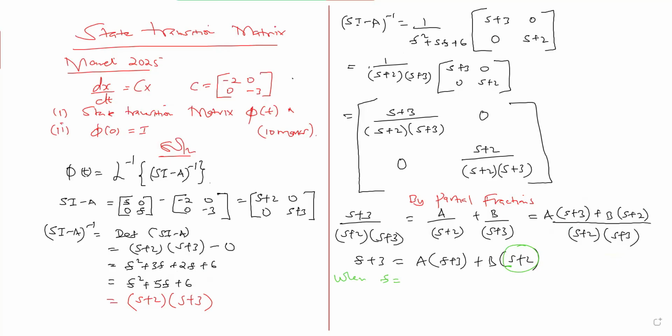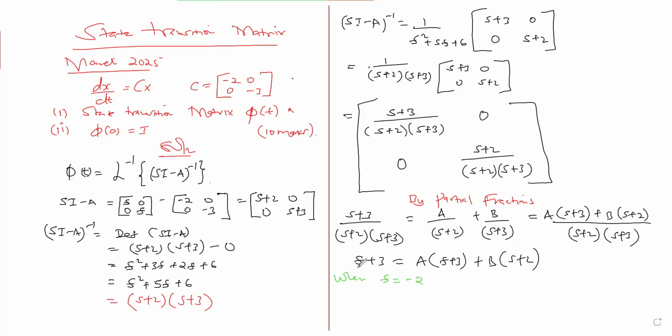Negative 2. Correct. So you choose a value that makes one term 0. So when s is negative 2, you put negative 2 in everywhere there is an s. Okay? Negative 2.